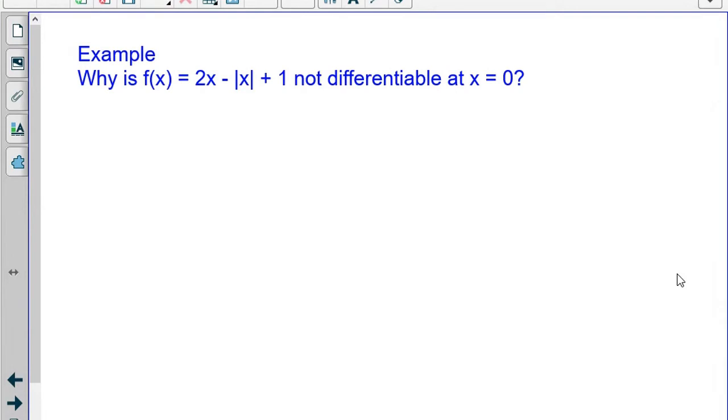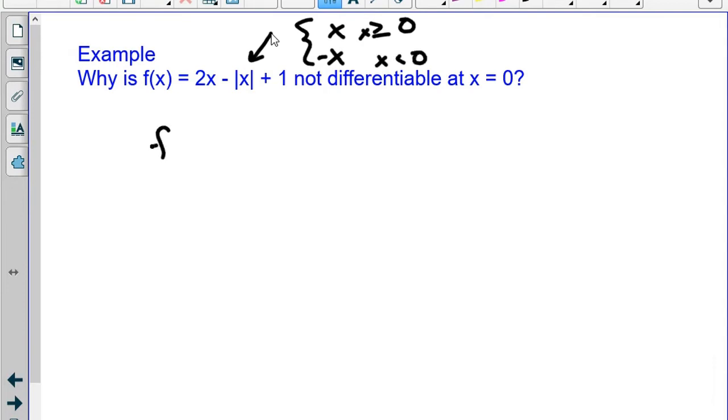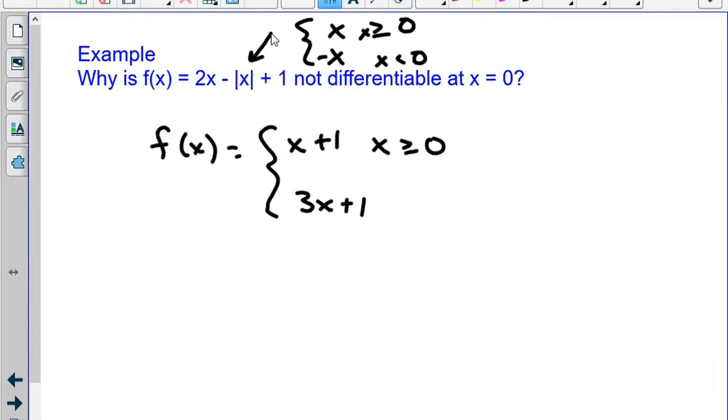So why is this function not differentiable at x equals 0? If we remember that the definition of absolute value of x is x when x is greater than or equal to 0 and negative x when x is less than 0, then what we have is a piecewise function where the function is x plus 1 when x is greater than or equal to 0, and 3x plus 1 when x is less than 0.